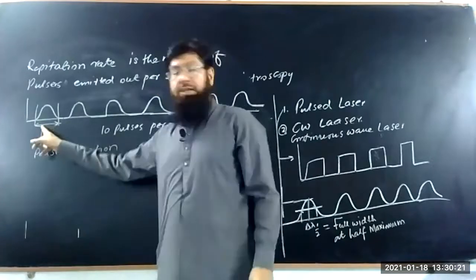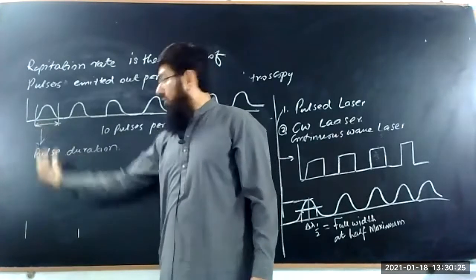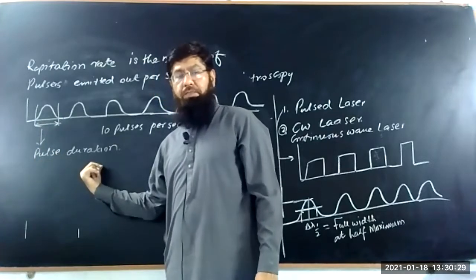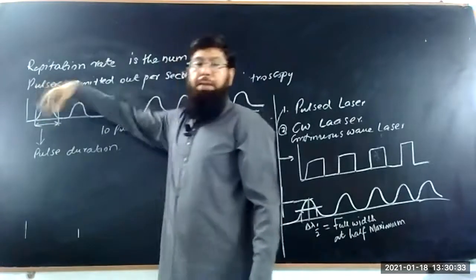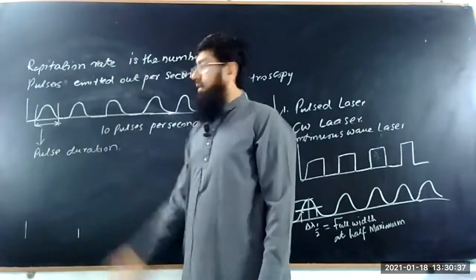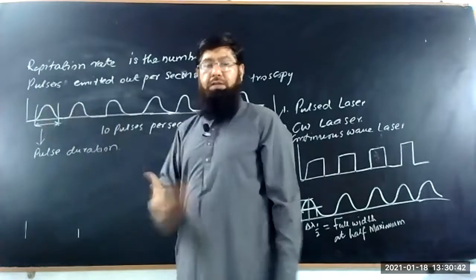Clear? This is called the pulse duration. It means the pulse is for such a duration, which we call a pulse duration. Clear? This pulse duration may be any time, maybe 4 nanoseconds, maybe 5 nanoseconds. It varies from laser to laser.